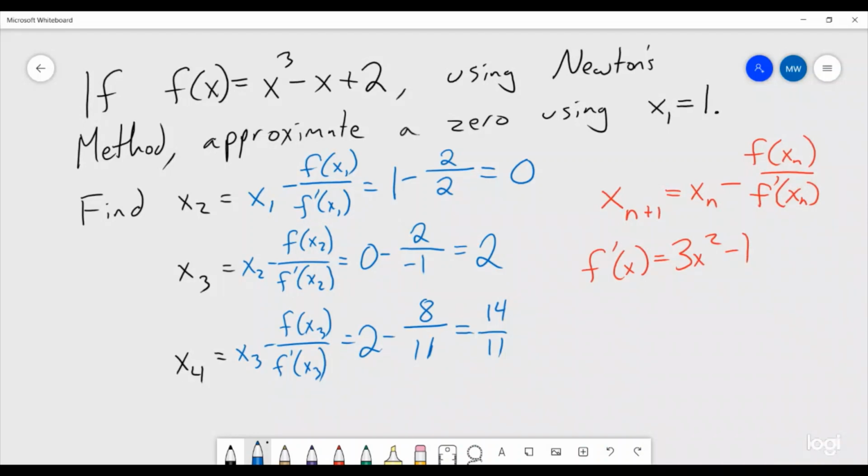If this didn't make sense, or you're not entirely sure what Newton's method is doing, go back and study that a little bit more.